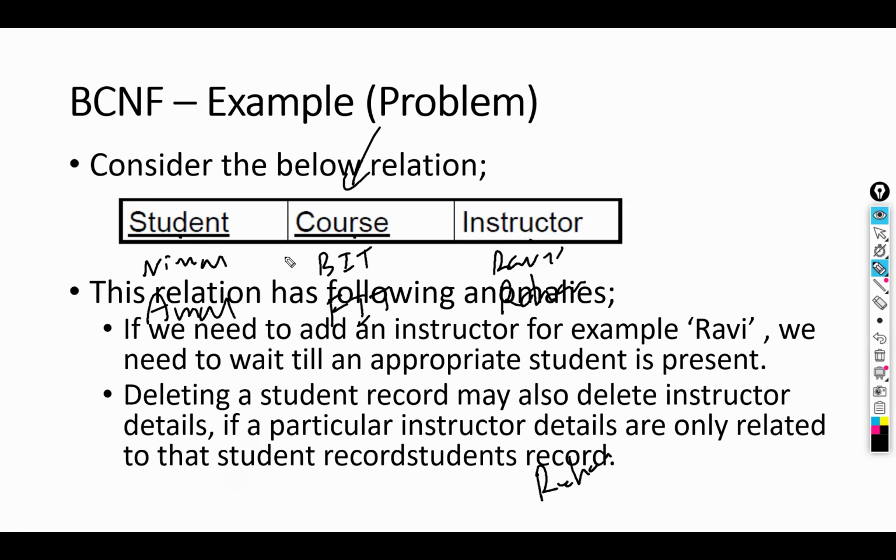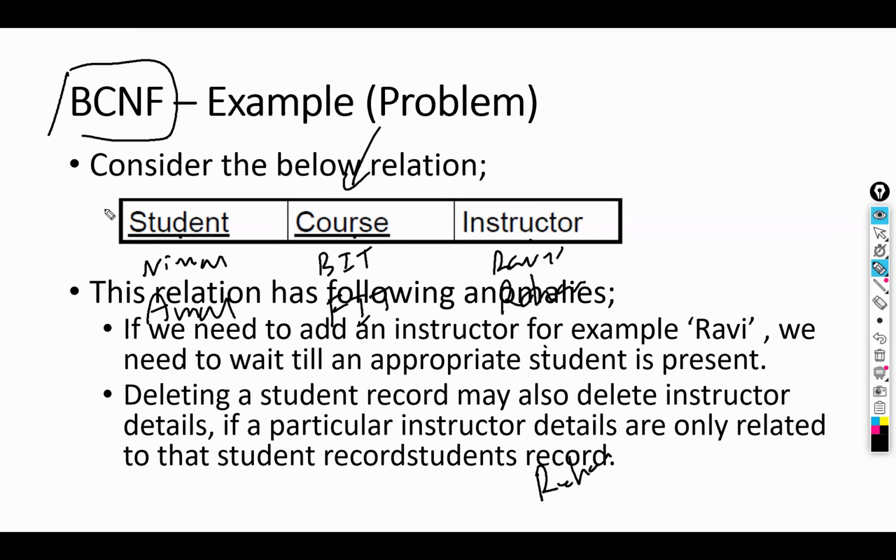For a student, for a course, if that instructor is assigned only, there will be a record here. You can't say null, null, and Rehana. Remember, primary keys cannot be null. So that is a problem. So therefore, this has violated BCNF, Boyce-Codd normal form.